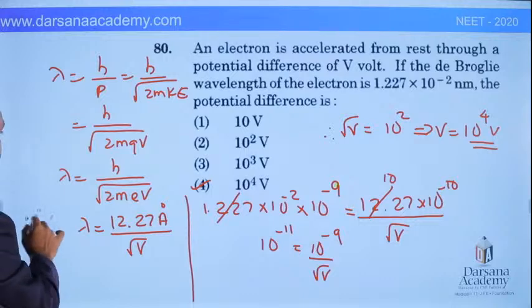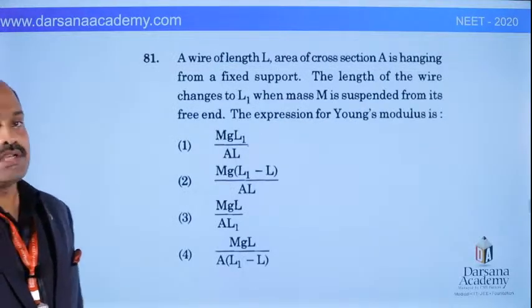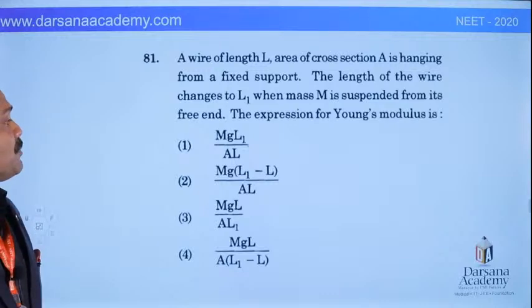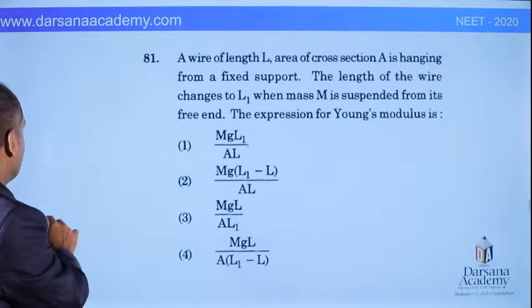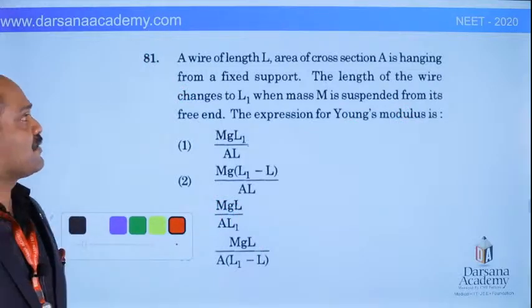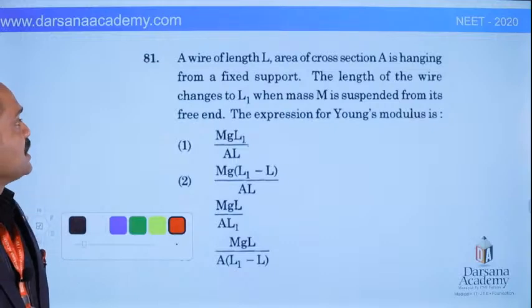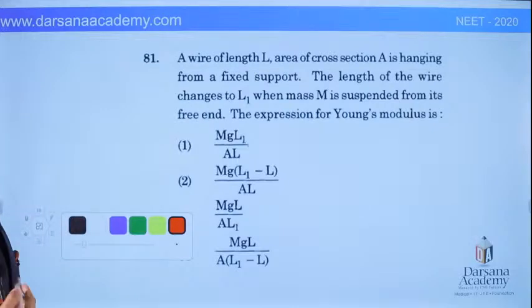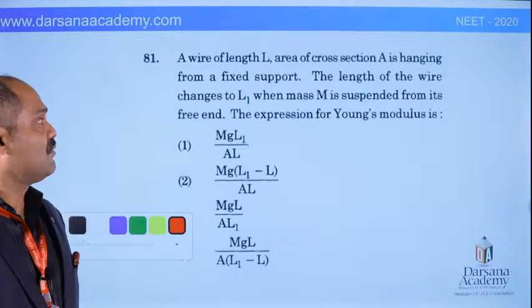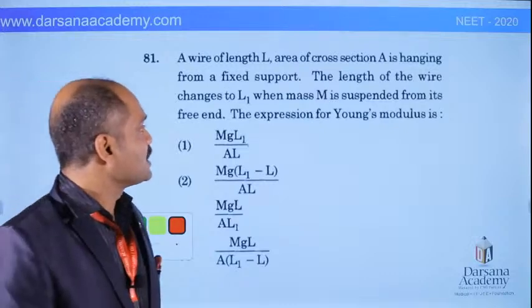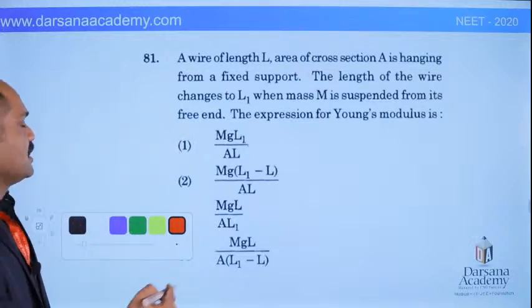Now look at question number 81. It's a question from properties of matter, the solids part. This is again a direct question only. A wire of length L and cross-sectional area A is hanging from a fixed support. The length of the wire changes to L1 when a mass M is suspended from its free end. Find the expression for the Young's modulus. So it's a rather direct one only.